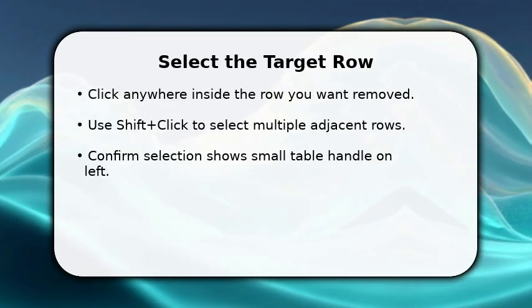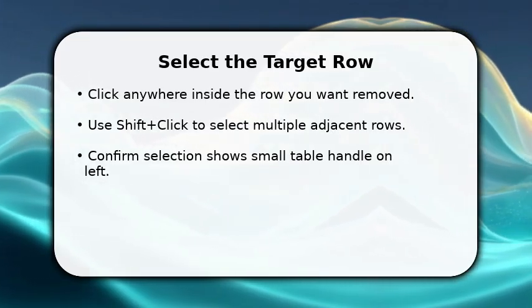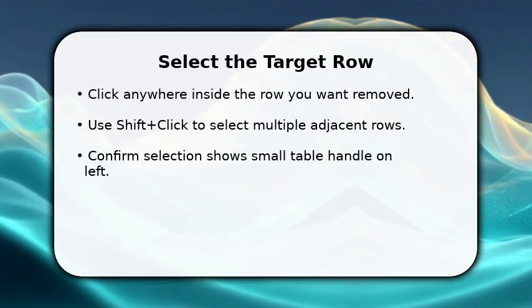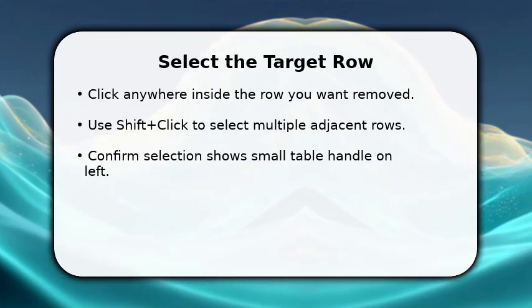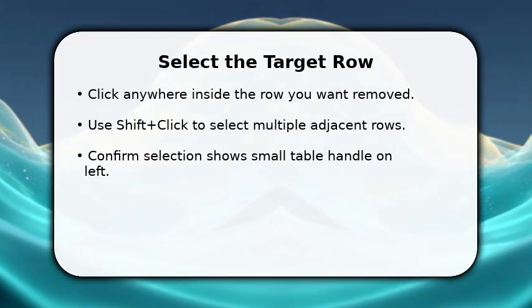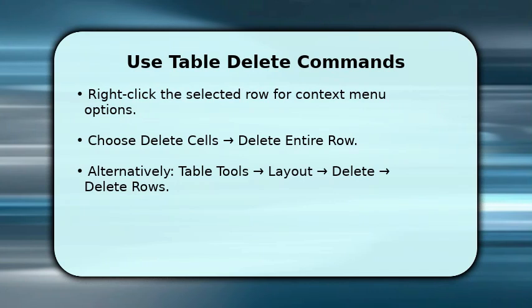Make sure you actually see the small table handle or highlighted row. This visual confirmation prevents accidental deletion of the wrong content. Now that the row is selected, you're ready for the deletion command. You'll use Word's specific table commands to remove the row cleanly.